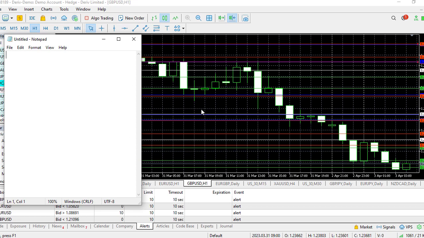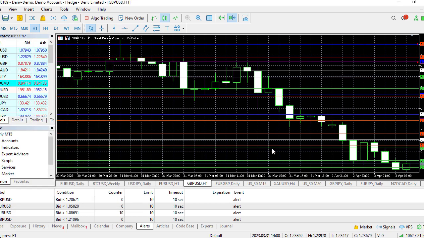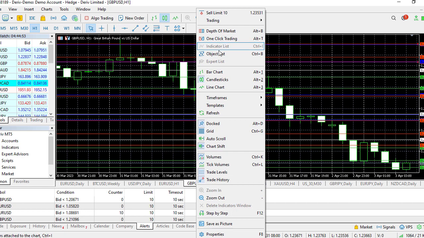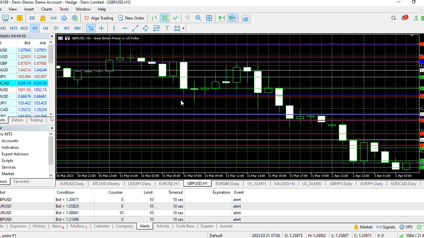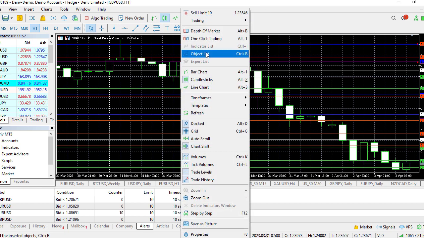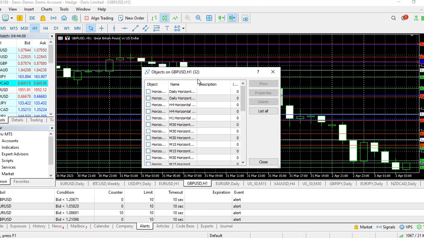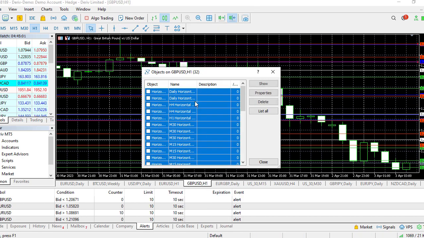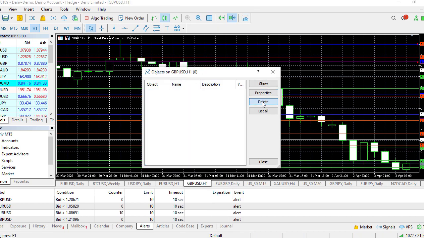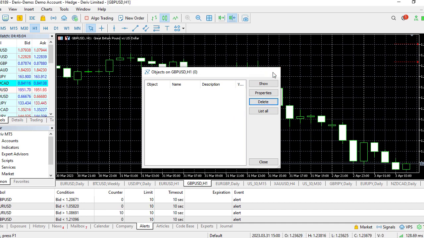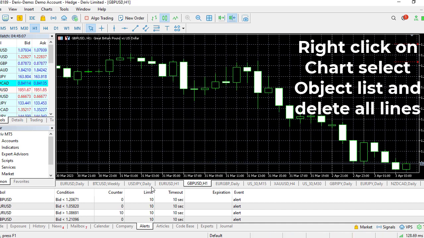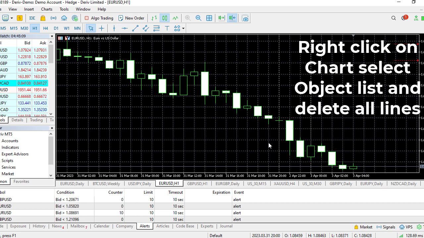So from last week, we still have some lines. In a new week like this, I just start by clearing out everything. I right click on the chart, object list, Control A, delete, and that deletes everything, all the lines. I already did the same for Euro USD.